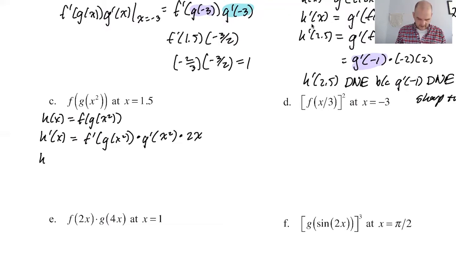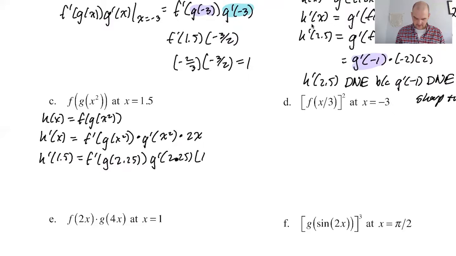So h prime of 1.5, this seems like it's going to be annoying. We'll see, is g of 1.5 squared, which is 2.25. So that's fun. G prime of 2.25, and then 1.5 times 2, should really make that decimal clear, is 3.